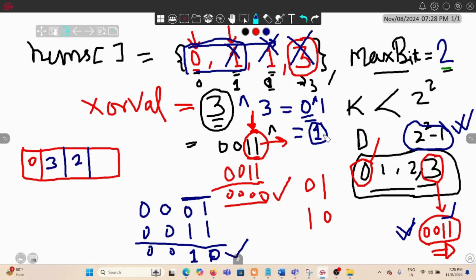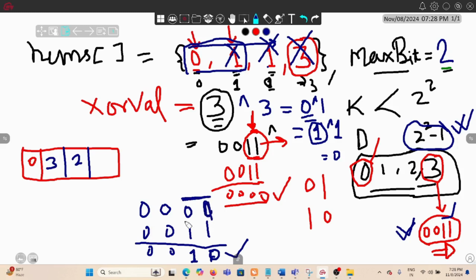Okay, so what was the XOR? Our XOR was 1, but we removed the 1. So we have to do the XOR with itself. So 1 XOR 1 would produce 0, right? So our new XOR would be 0. So let me make this guy as well 0.